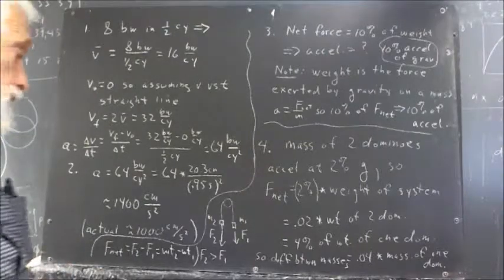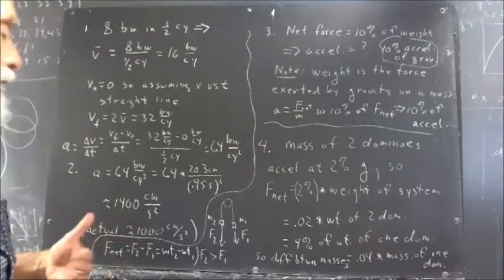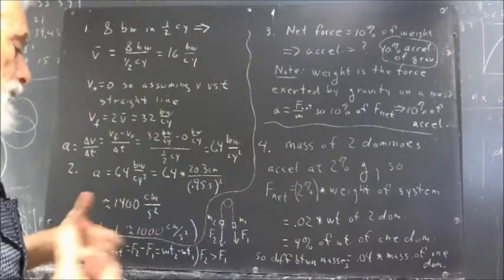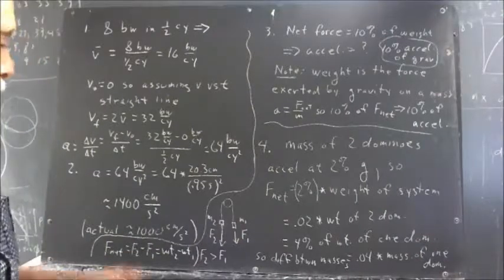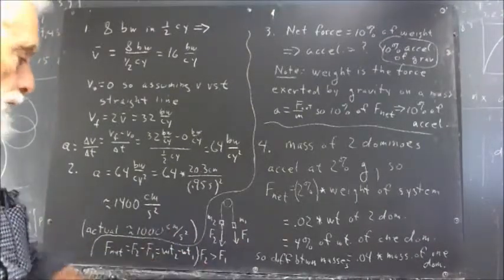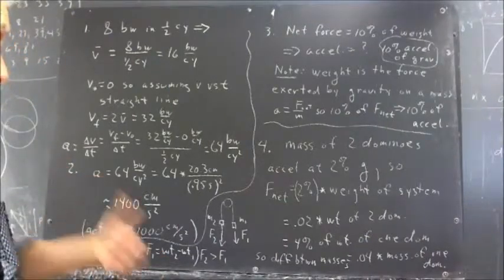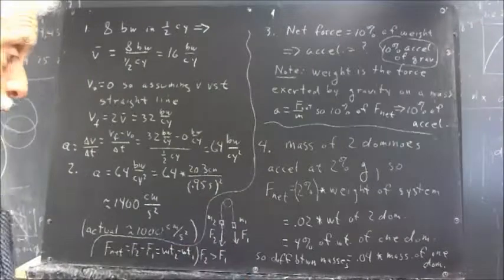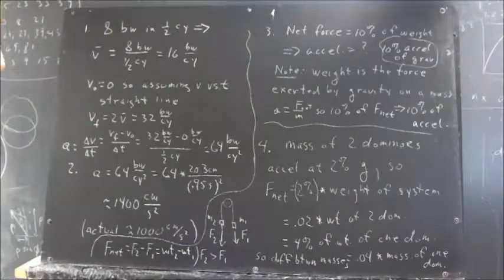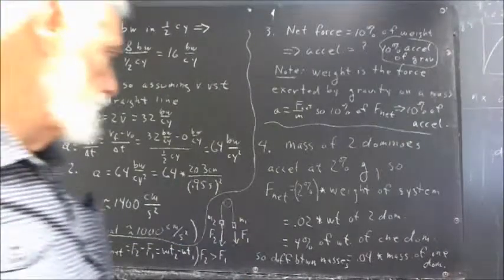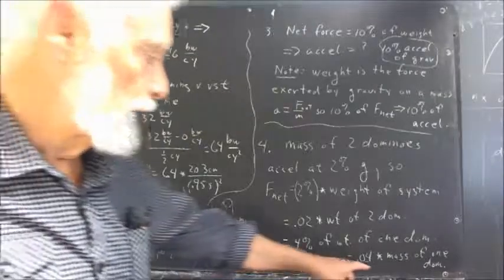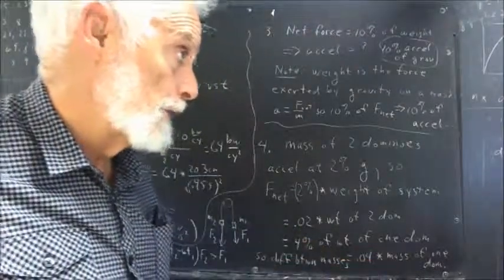Now, according to Newton's second law, each weight is equal to the mass times the acceleration of gravity. So the difference here, we can factor out the acceleration of gravity. The difference here is going to be the difference of the two masses multiplied by the acceleration of gravity. And it's going to follow then that the difference of the two masses is 4% of the mass of one domino.